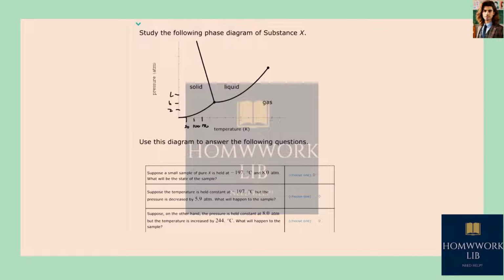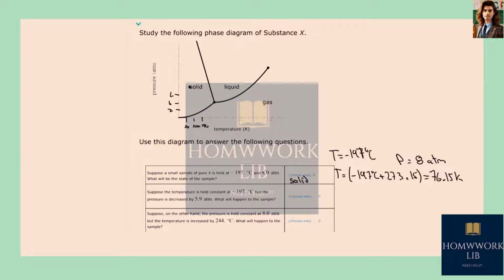So the first point that we need to identify is held at a temperature equal to minus 197 degrees Celsius. Remember to convert this into Kelvin. We're going to add 273.15. This is going to give us a temperature of 76.15 Kelvin. And the value for pressure for this first point is equal to 8 atmospheres. So if we locate it in our phase diagram, we're going to see that we're around here. That means that the sample is a solid.